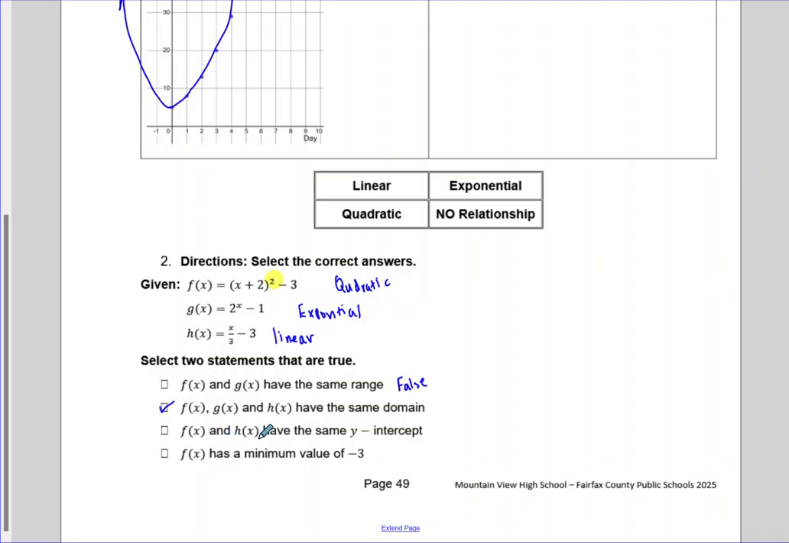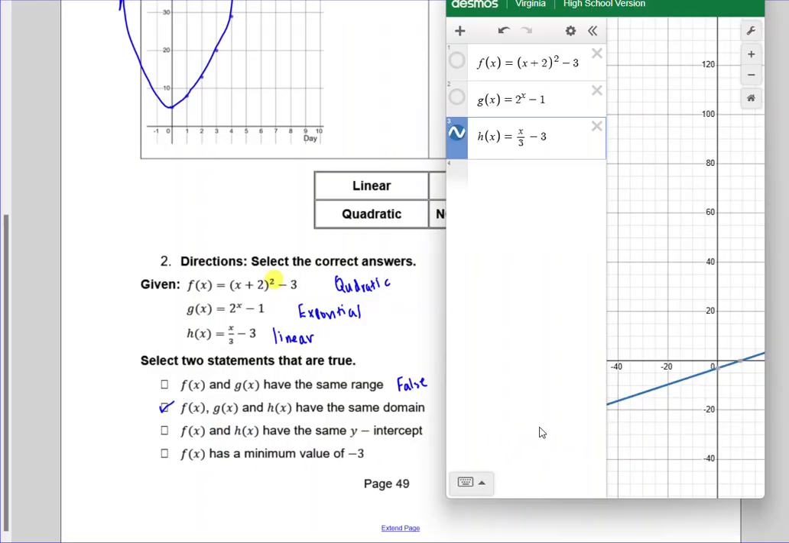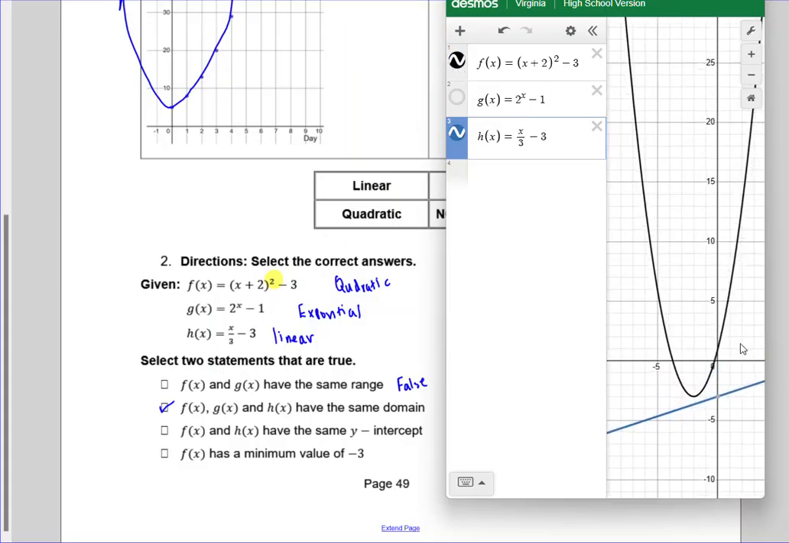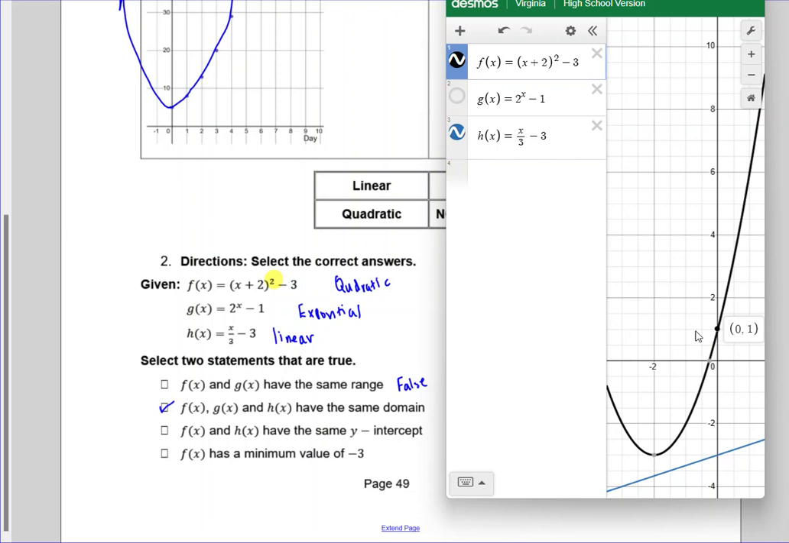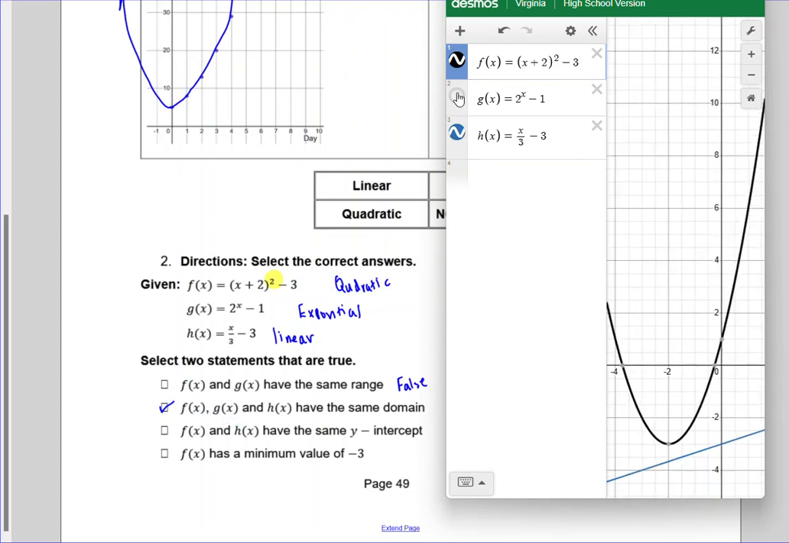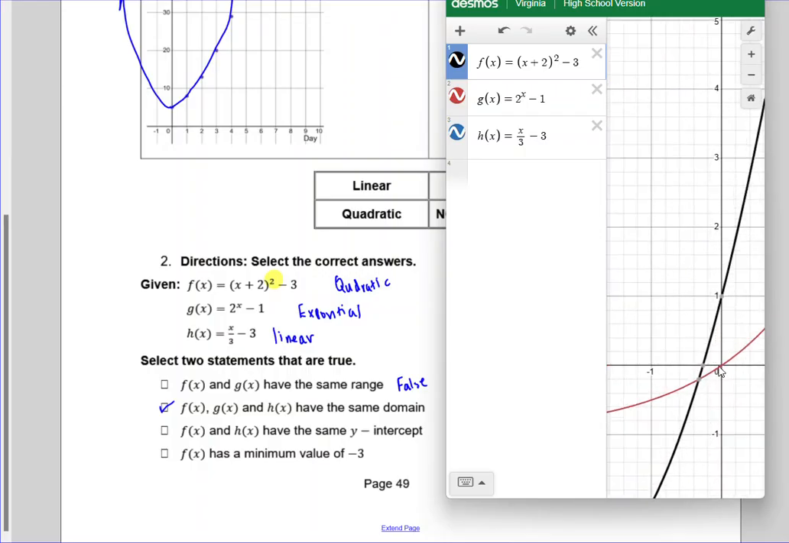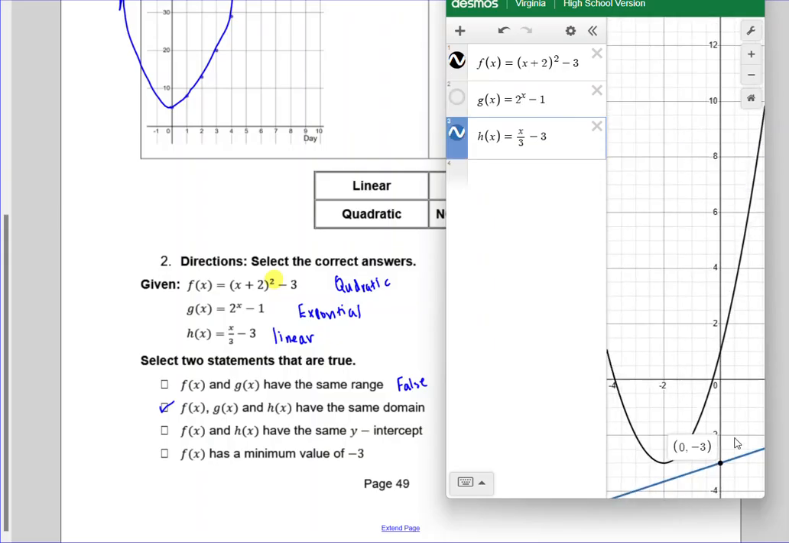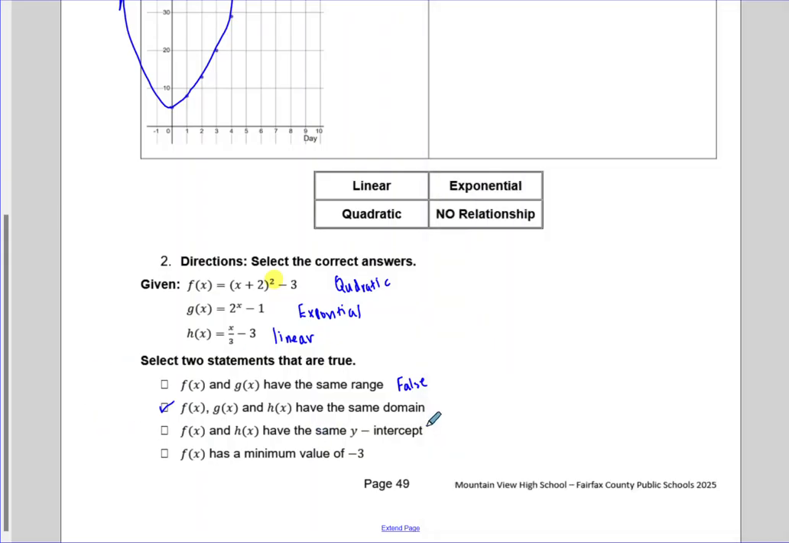f of x, g of x, and h of x have the same y-intercept. Let's check. f of x y-intercept is at 1, and then I don't see another one. The other graph, no, the y-intercept is not at 1. So, or h of x. No, the y-intercept is at -3. So this is also false.